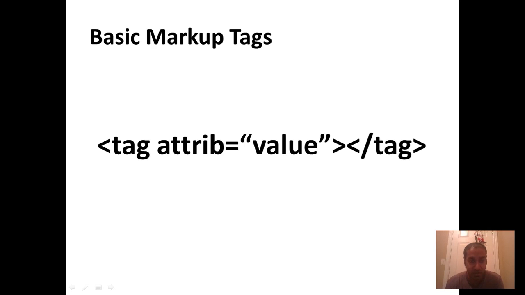An attribute can have one of several names, and it would have a value associated with it in most conditions. And at most times, we will have a closing tag which has a slash within it and the same tag name. We'll be seeing a few examples of those tags in just a moment.